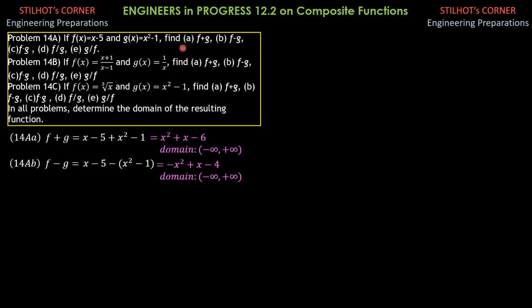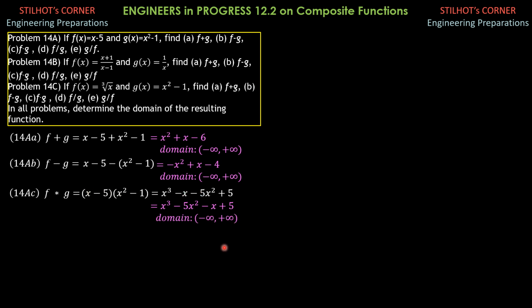14c, we have f times g. So that's quantity x minus 5 times quantity x squared minus 1. Distribute and simplify, we have x cubed minus x minus 5x squared plus 5. Simplifying, the f times g is x cubed minus 5x squared minus x plus 5. With the domain, no worries, so negative infinity to positive infinity, or the set of real numbers.